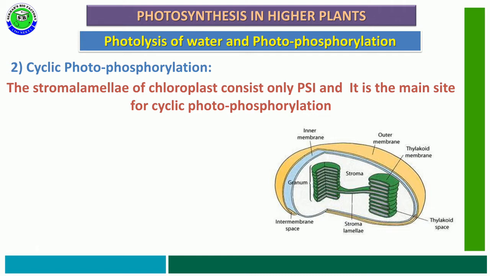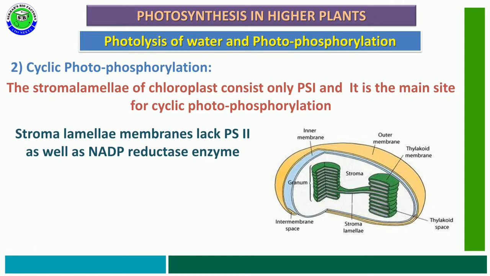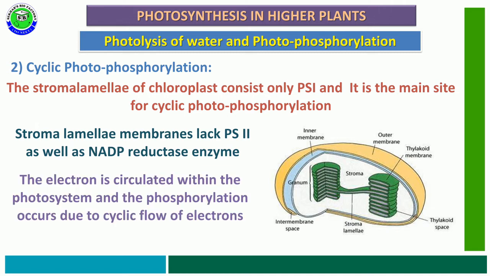This PS1 which is present in stroma lamella is responsible for cyclic photophosphorylation. And stroma lamella membrane lacks PS2. Along with that, NADP reductase enzyme is also absent in stroma lamella. Stroma lamella is the main site for cyclic photophosphorylation. And the electron is circulated within the photosystem and performs phosphorylation due to cyclic flow of electrons.